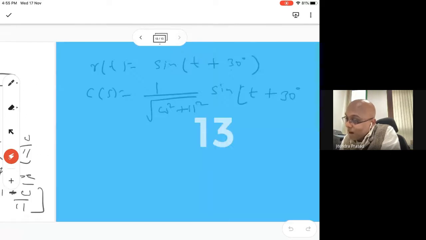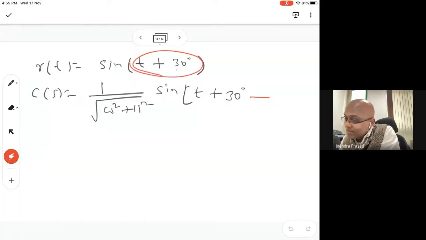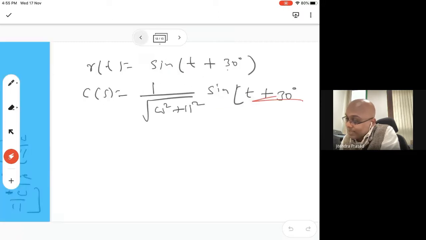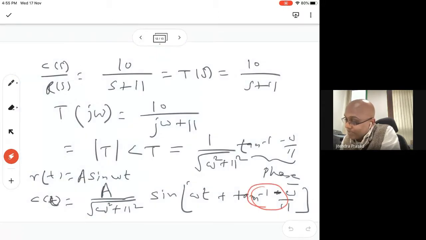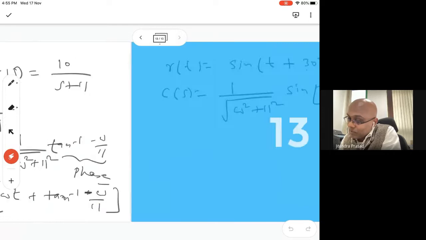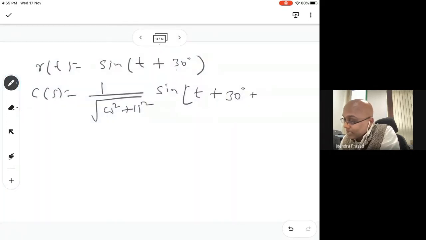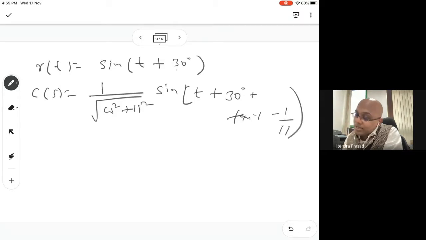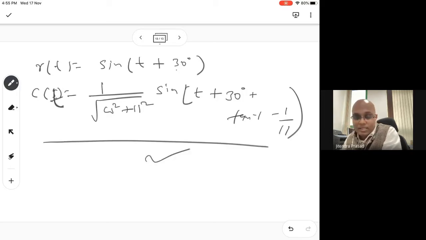So regardless of what we have here, there will be a phase difference which will depend on omega only, and omega is 1 in this case. So I wrote this whole thing here, and then we have plus tan inverse of minus omega over 11, but omega equals 1 in this case, so simply it will be minus 1 over 11. So this is the answer, this will be c(t).